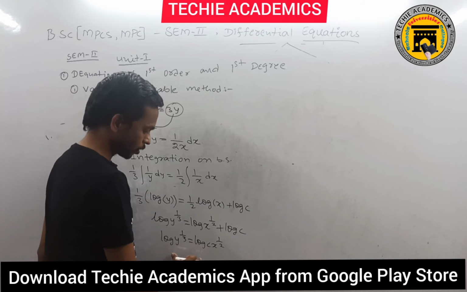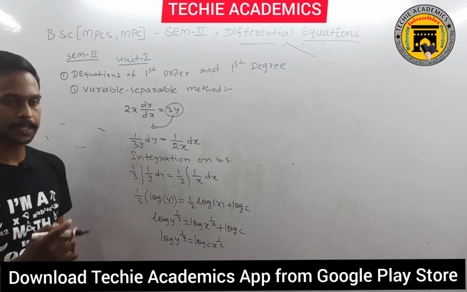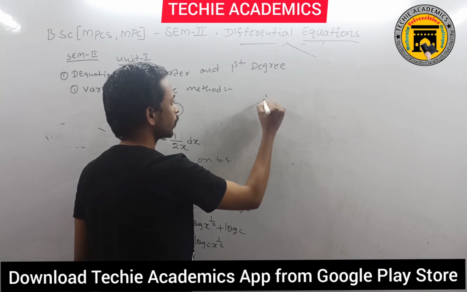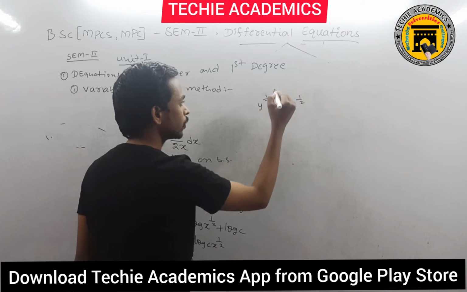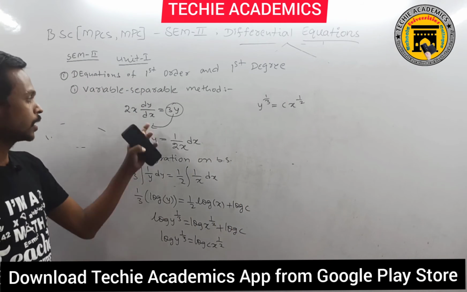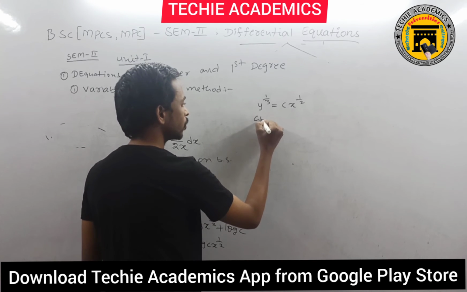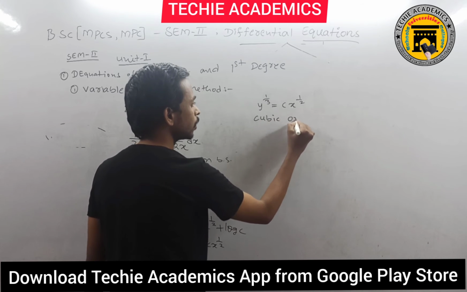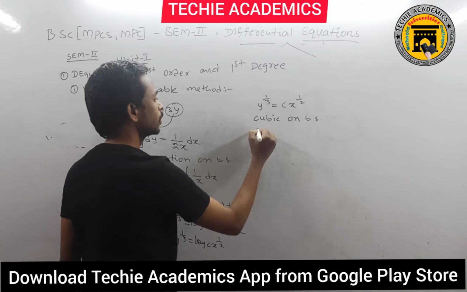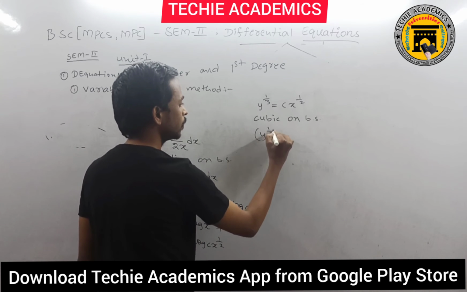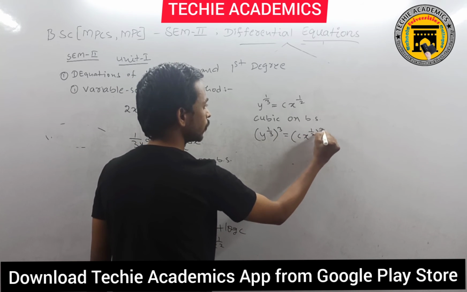See, if you apply anti-log on both sides, this logarithm will be cancelled. Then y power of 1 by 3 is equal to c x power of 1 by 2. Actually, it is the general solution of a given differential equation. Or else, you can apply cubic on both sides. Like squaring on both sides, like cubic on both sides. Then here, y power of 1 by 3 power of 3 is equal to c x power of 1 by 2 whole power of 3.